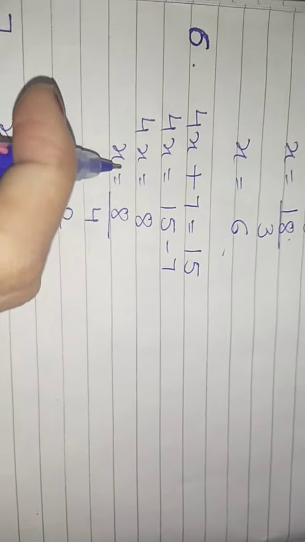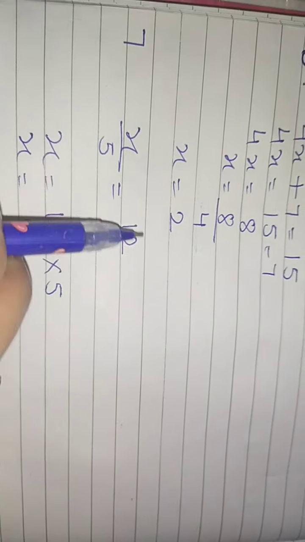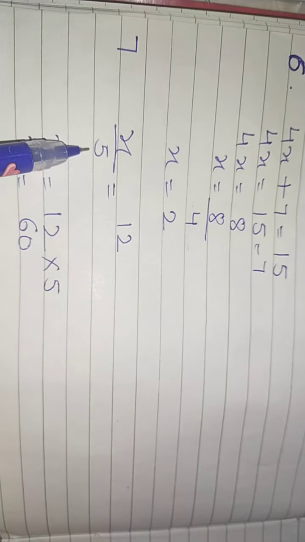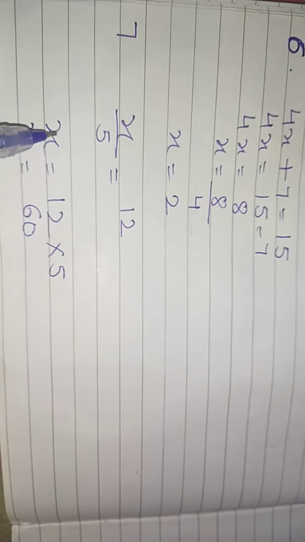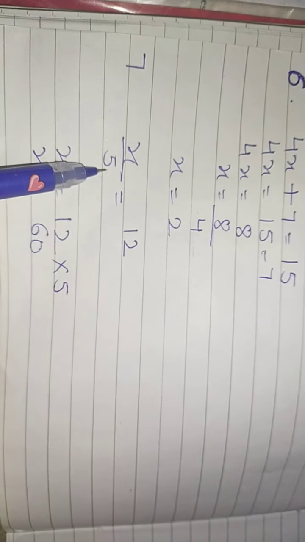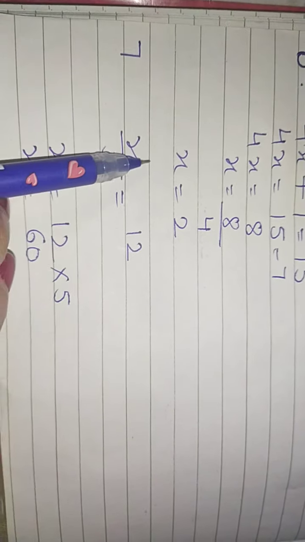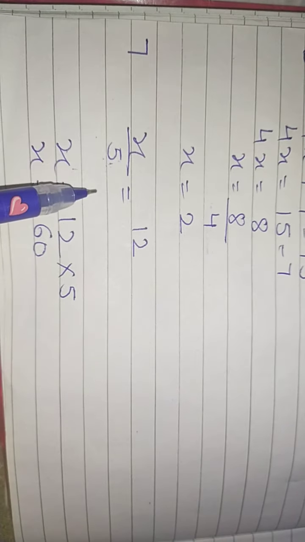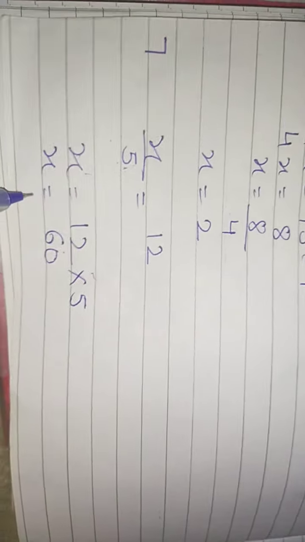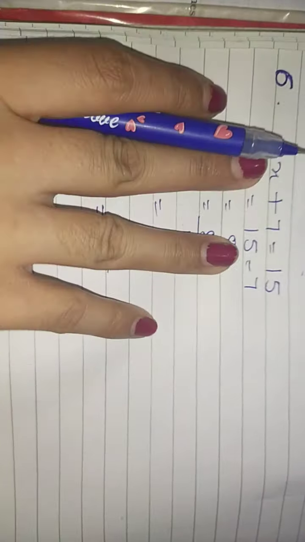Coming to question number 6. It is similar to question number 5. Now question number 7 is x upon 5 is equals to 12. Here we have to find the value of x. So we will simply transpose this 5 on the right hand side, and we can see that here it is divided. So on transposing it will be multiplied by 12, and thus the value of x will be 12 multiplied by 5 is equals to 60.